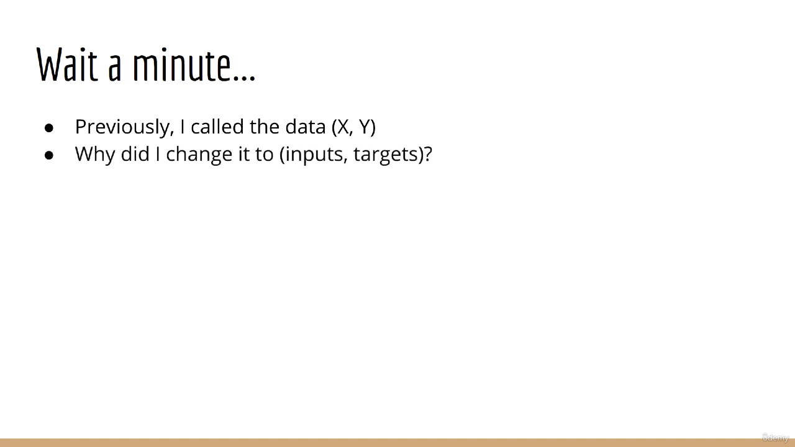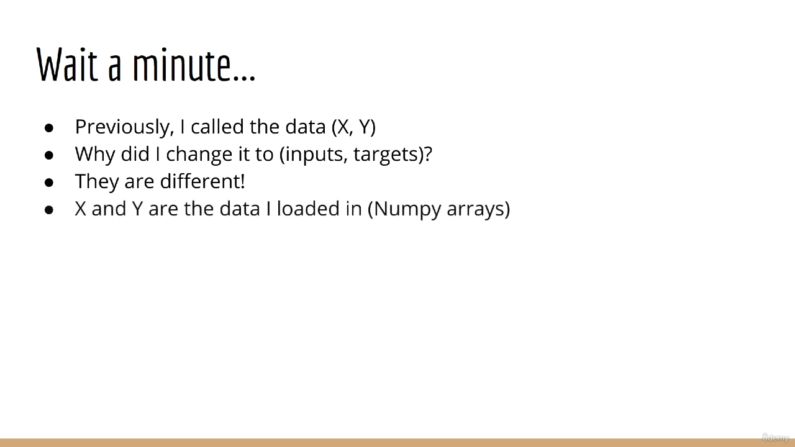Now you may have noticed something strange in the previous code snippet. Previously, I called the data x and y, but in the previous code snippet, I used the variable names inputs and targets. Is this just a matter of some trivial renaming, or did I really mean to say that they are different things? In fact, they are different things. When I load in the data, I usually call the inputs x and the targets y, and usually they are NumPy arrays. But one important detail that we haven't looked at yet is that PyTorch does not work with regular NumPy arrays.